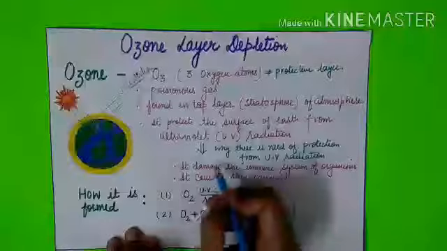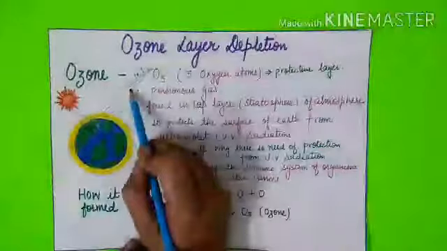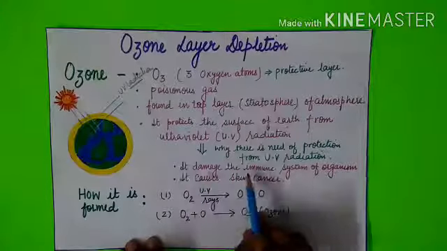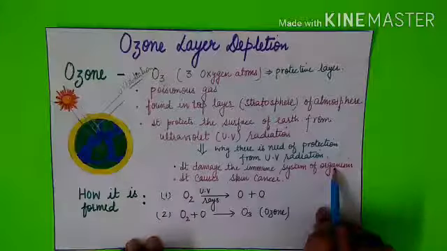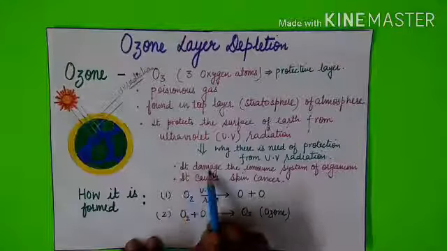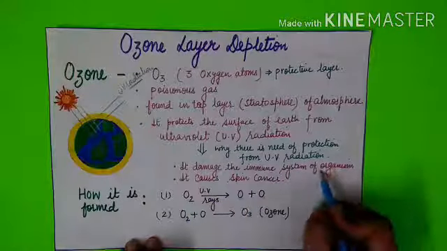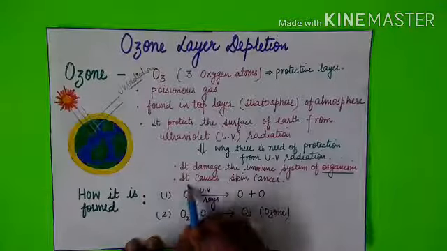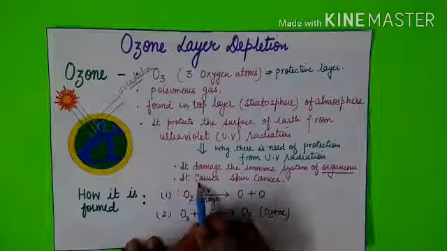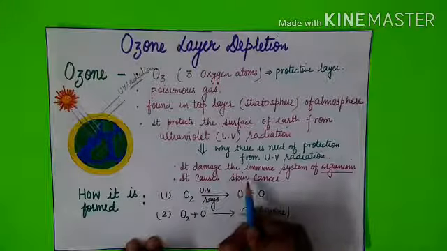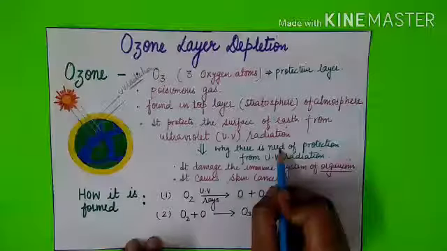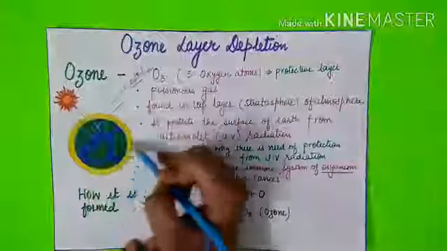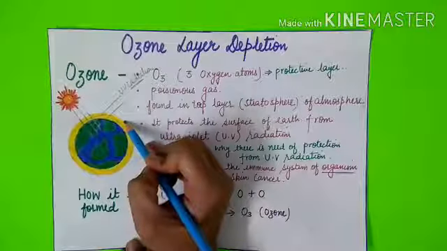So what are the harmful effects of UV radiation on earth? It damages the immune system of all the living organisms that live on earth. And another dangerous effect is that it causes skin cancer also. So that's why there is a need for a protective layer of ozone around the earth.